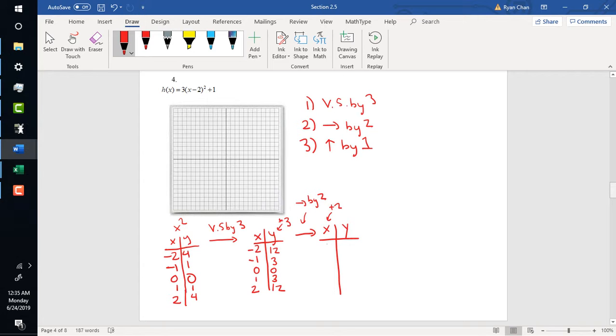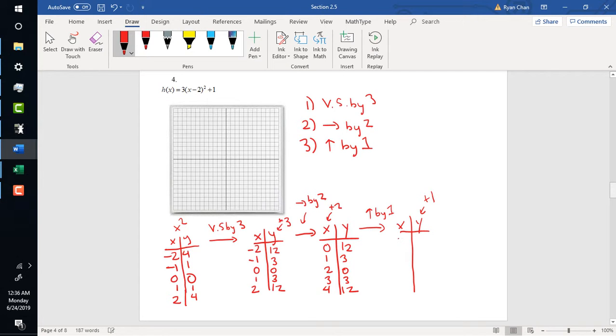So this becomes 0, 1, 2, 3, 4. Now my y's this time stay the same, right? Because I'm not doing anything to my vertical. And then lastly, I'm going to do my up by 1. Let's remember, what operation is that? If you remember, that means I'm adding 1 to y.